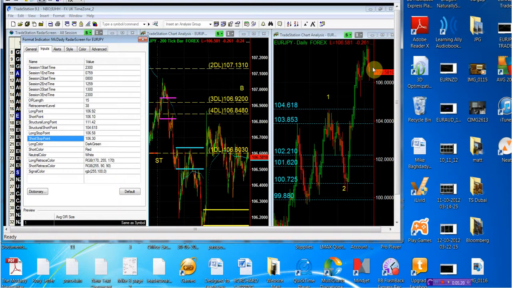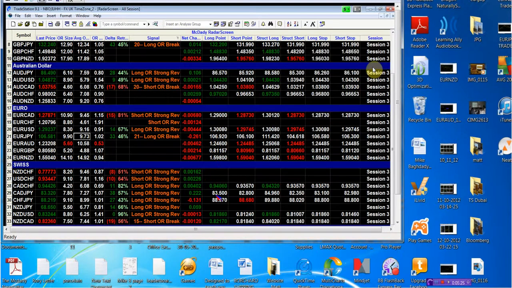Okay, so for the Euro Yen, I'm buying it above 106.92. If I do, my structural long point is 111.42, and my stop is going to be the 106.58. I'm risking about 40 pips on that trade. On the short side, I'm going to go short below 106.10. If I do, I have a structural short point at 104.61, and my stop is going to be a tight 20 pips because it's a counter trend trade. Okay, that is the Euro Yen. So let me save that.